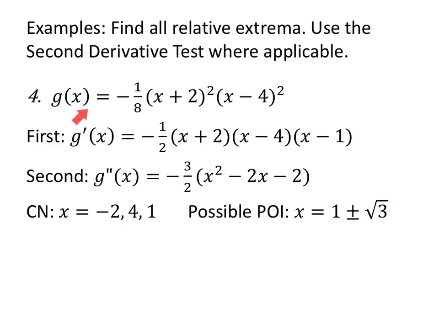So I have my function g of x. I have my first derivative. I have my second derivative. I know my first derivative is 0 at negative 2, at 4, and at 1. Those are critical numbers. Possible points of inflection, I want to find where the second derivative is 0 using the quadratic formula. x equals 1 plus or minus the square root of 3. Notice I call this a critical number because it's guaranteed to be a critical number. But it's only a point of inflection if the concavity changes there. So it's a possible point of inflection, not necessarily guaranteed using our definition.